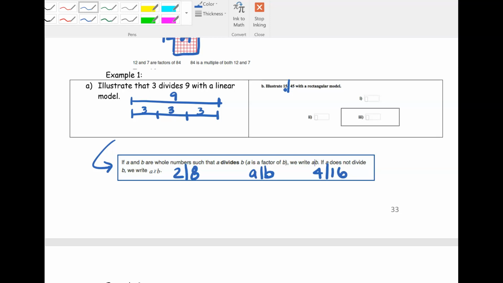So if we want to illustrate 15 goes into 45 with a rectangle model, 15 is going to be one of the dimensions, 45 is going to be the area. So if 15 goes into 45, it means 15 is one of the dimensions. So 15 times what gives you 45? Well, 15 times 3 gives you 45. So one of the dimensions is 3 and one is 15. So I'm going to pick 3 goes on the shorter side and 15 is going to go on the longer side.